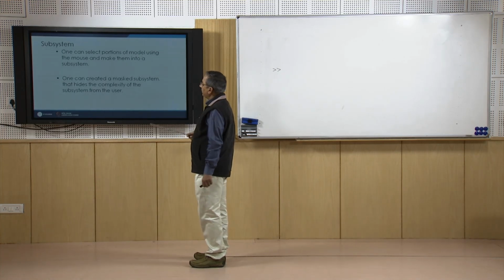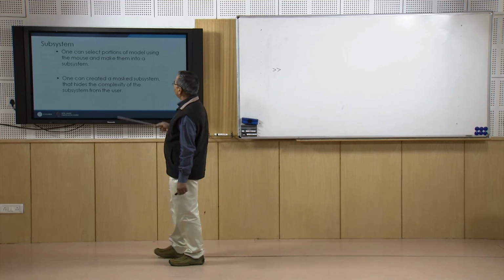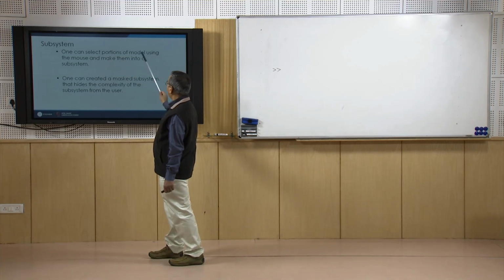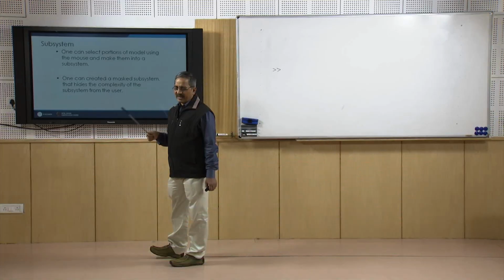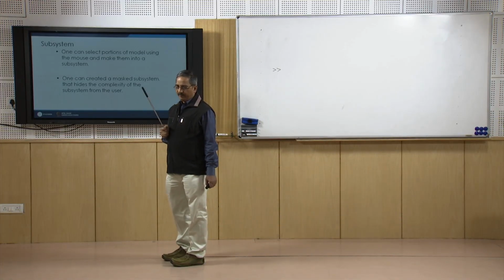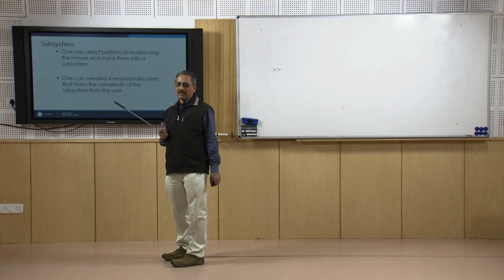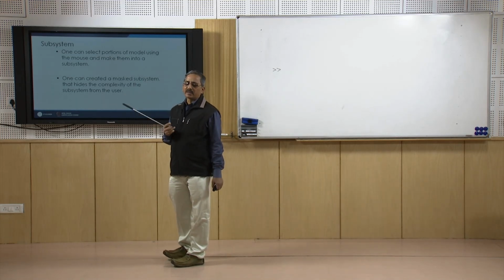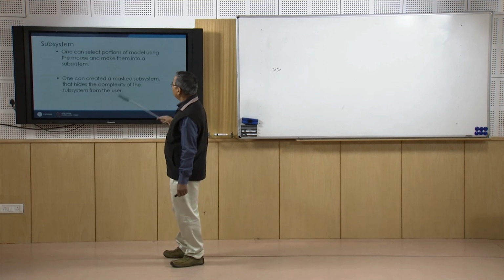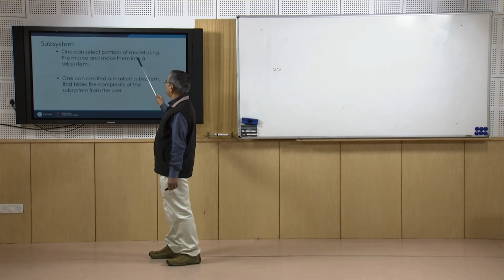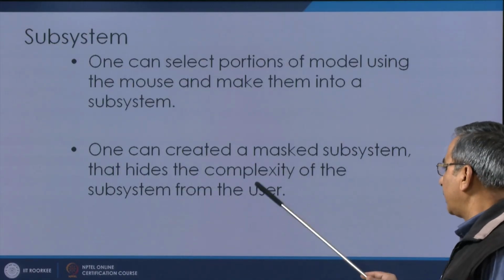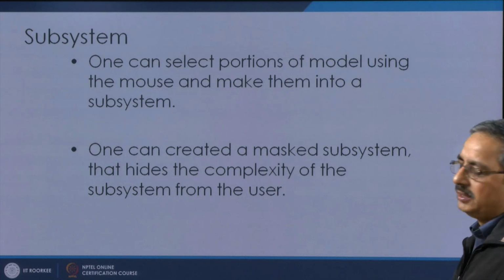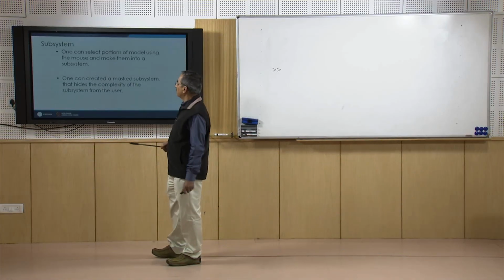Then we can create the various subsystems. Okay. One can select a portion of the model using the mouse and make it into a subsystem. Creating subsystems many times helps us in debugging, that is, finding out errors in your model. So, you can take some of the blocks and make them a subsystem, and we can also create or mask a subsystem that hides the complexity of the subsystem from the user. So, this also can be done.